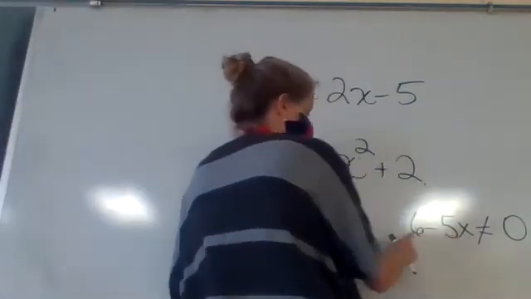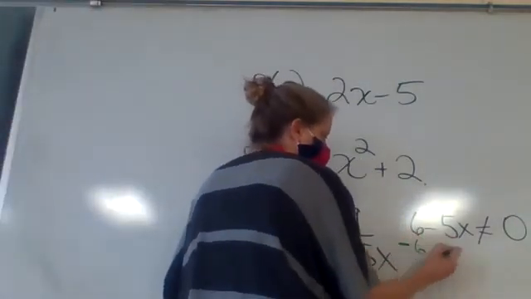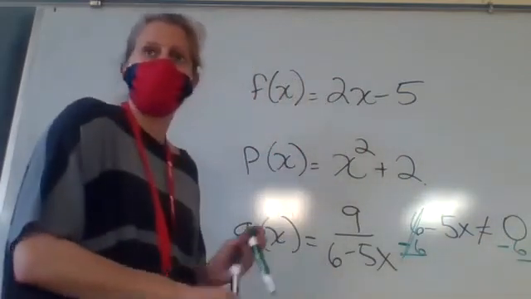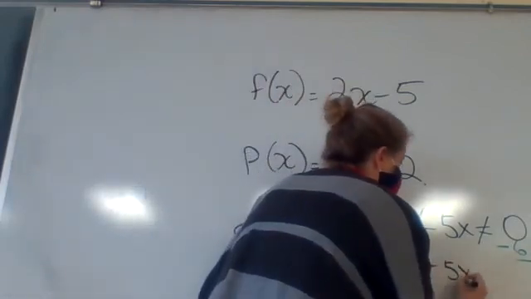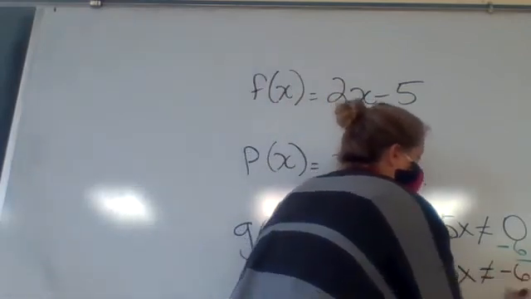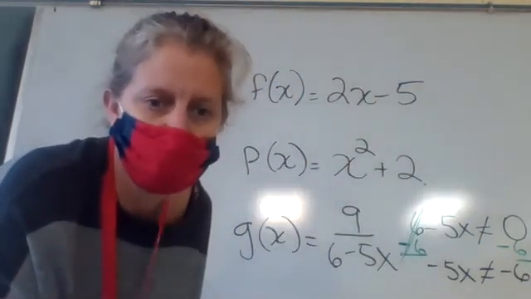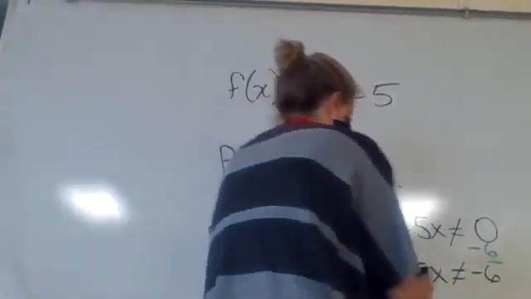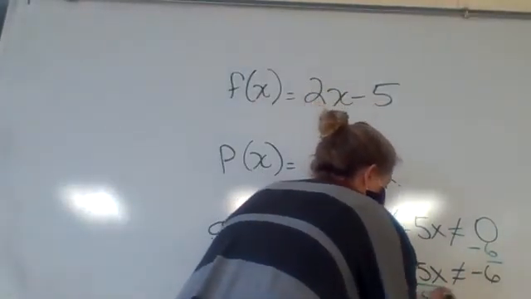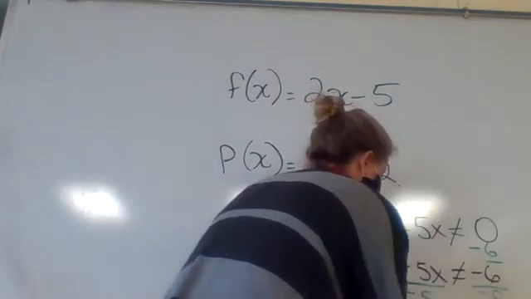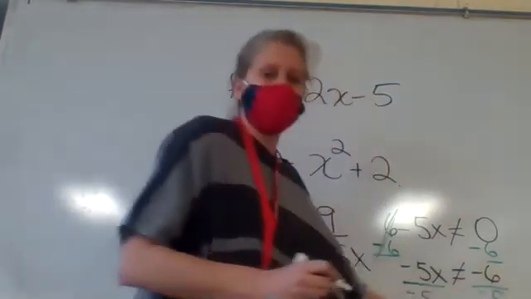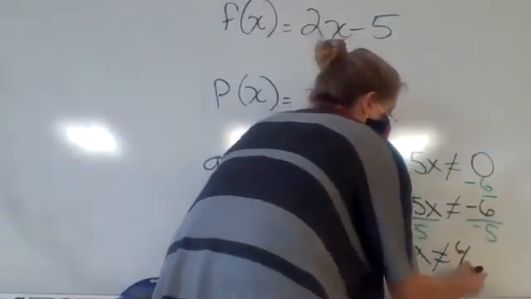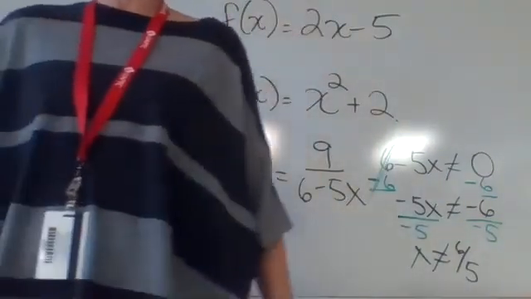So if I'm getting this x by itself, I need to get rid of this 6 first. I need to subtract the 6. Get rid of that positive 6. So now I've got negative 5x cannot equal negative 6. And then divide it by negative 5. So x cannot equal, negative over a negative turns that into positive 6/5. So x is a real number. It just can't equal 6/5.